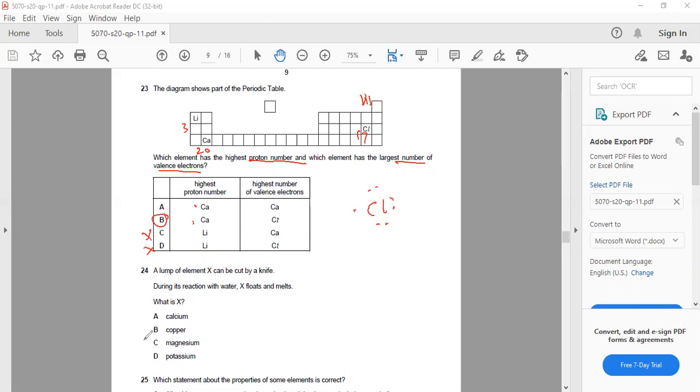B is the answer. Next, a lump of element X, big pieces, can be cut with a knife. During a reaction with water, it explodes. It means a group 1 metal. These are the properties of group 1 metals: they can be cut with a knife, they float on water, and they melt. Which one is a group 1 metal? D, potassium. Periodic table question.